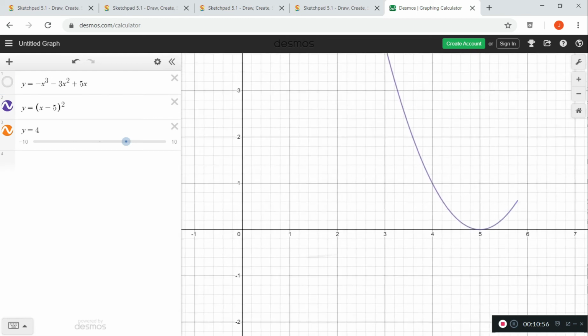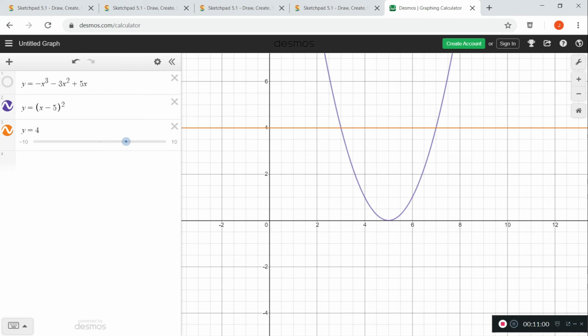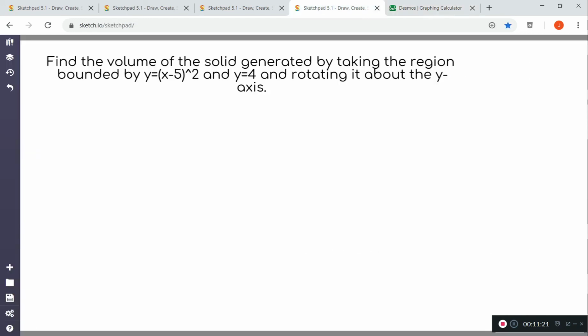I'm going to move this over. Zoom out a little bit. So we can see that parabola and horizontal line have a clearly defined bounded region. I'm going to do a quick sketch of that after I find their intercepts. 3, 4, and 7, 4. Very nice numbers to be working with. So let's go ahead and sketch this.